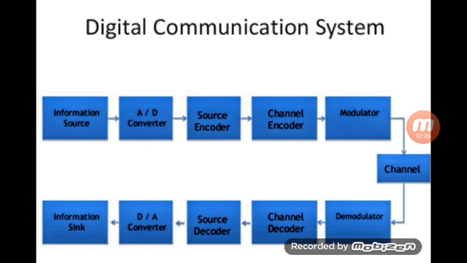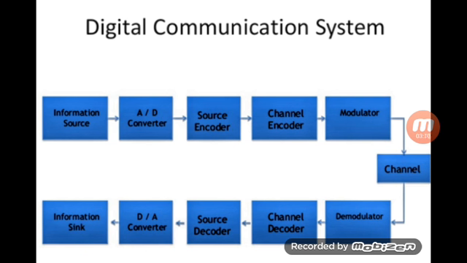After that, the signal passes through the channel to the demodulator. It performs the reverse operation of the modulator. Then the signal passes through the channel decoder and source decoder. The source decoder and channel decoder will re-identify and correct any error added in the process of conversions. If no error was added, the signal passes directly to the D by A converter. If any error was added, it will be corrected first.